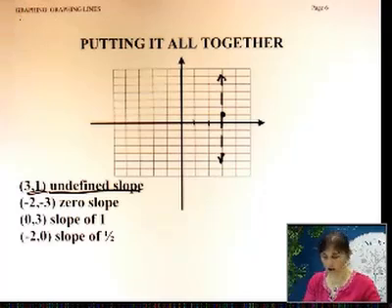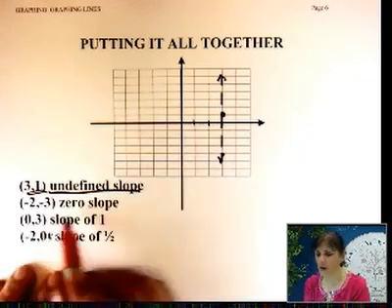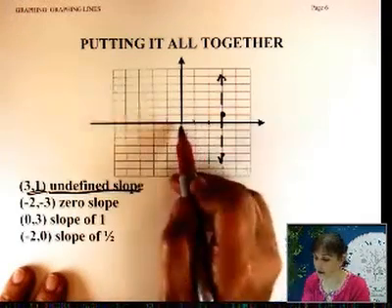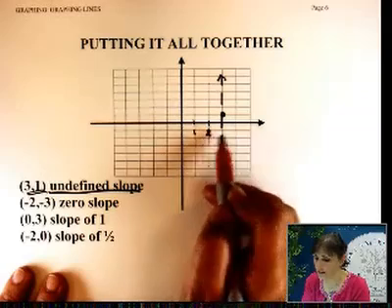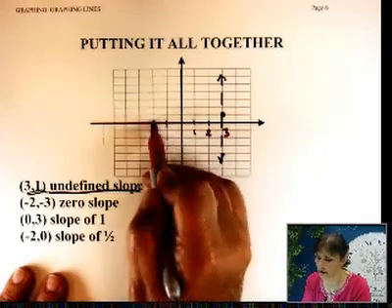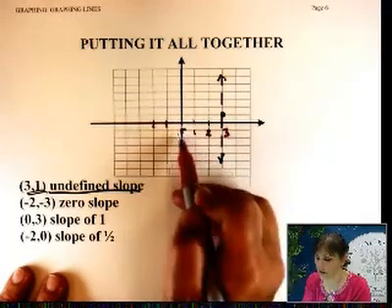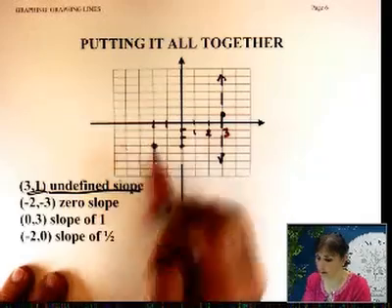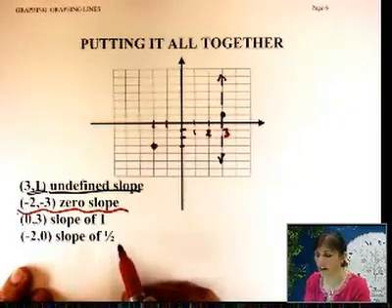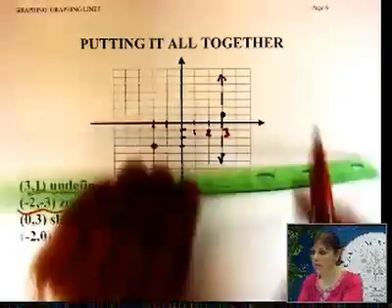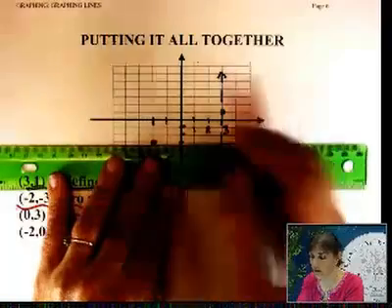Let's try another one. -2, -3, and it has 0 slope. -2, -3, this is 1, 2, 3. -2 means here to the left, and -3 means down. Here's my point. I'm doing that one. And 0 slope. What does 0 slope mean? Just the horizontal line.